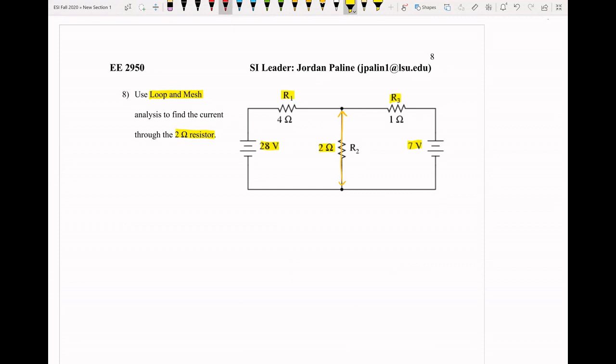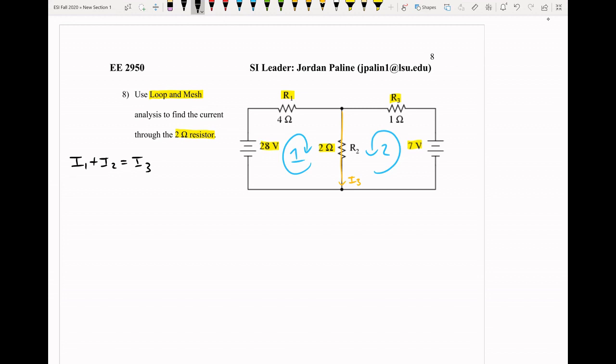So using mesh loop, I will just go ahead and start writing everything out. So mesh loop is going to assume that we know 2 current directions, and let's say that I assume I know that the current going down here, I3, is going down. So I can say I1 plus I2 is equal to I3.